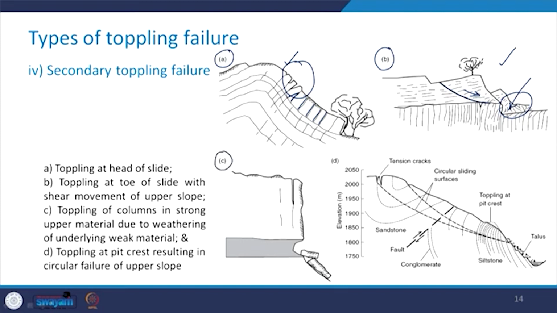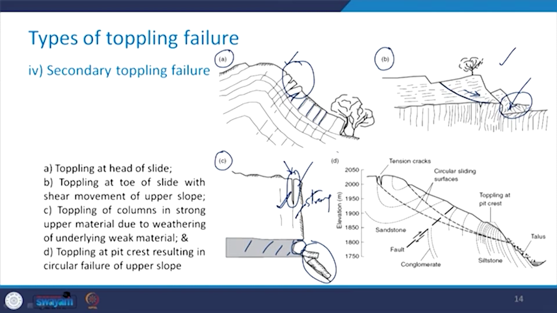Then the C part deals with the toppling of columns in strong upper material due to weathering of underlying weak material. You see this is the weak material which is underlying this strong material, and the moment there is weathering of this underlying weak material and the situation becomes like this, the strong material will experience the toppling of the columns and the occurrence of the crack in this particular manner as has been shown like this.